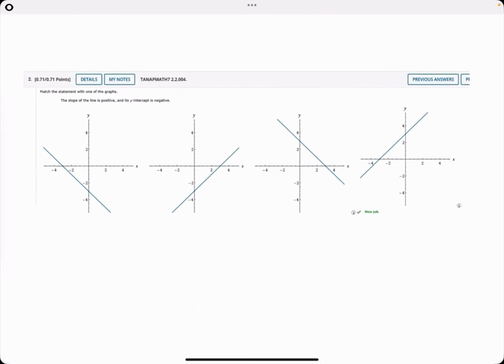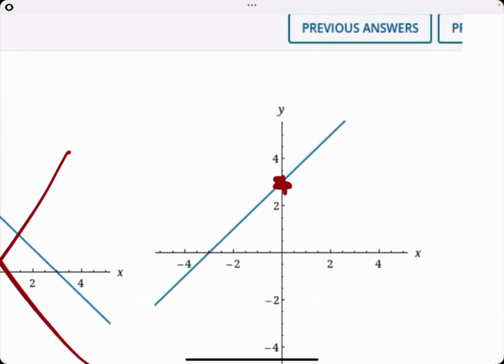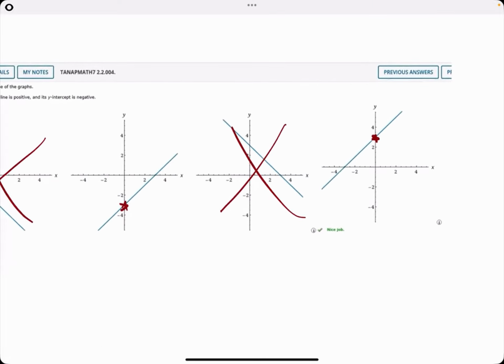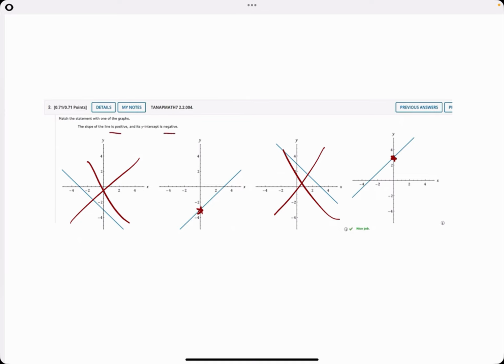Number 2, the slope of the line is positive and its y-intercept is negative. Let's eliminate the slopes that are negative first. That's negative, and that's negative. Between these remaining two, let's look at their y-intercepts. Option B has a negative y-intercept, maybe -3 perhaps. Option D has a positive y-intercept, so, +3 perhaps. So we're looking for the positive slope, negative y-intercept, so that is option B.